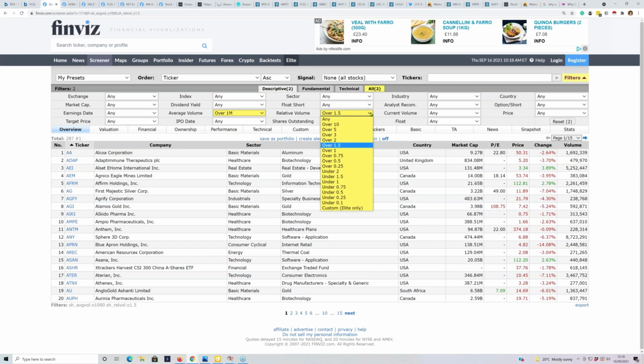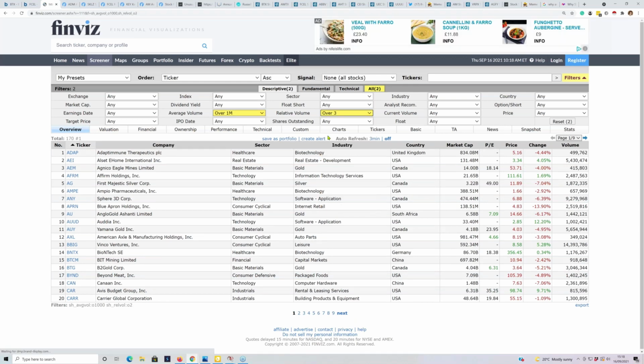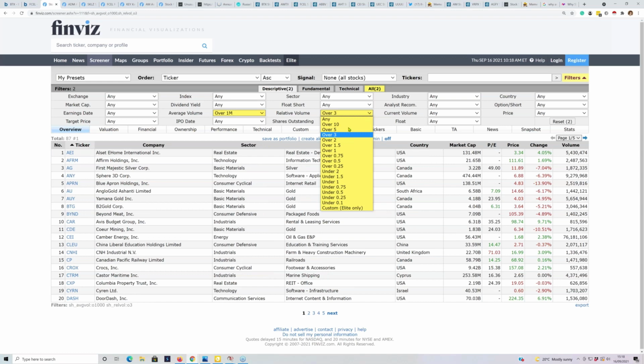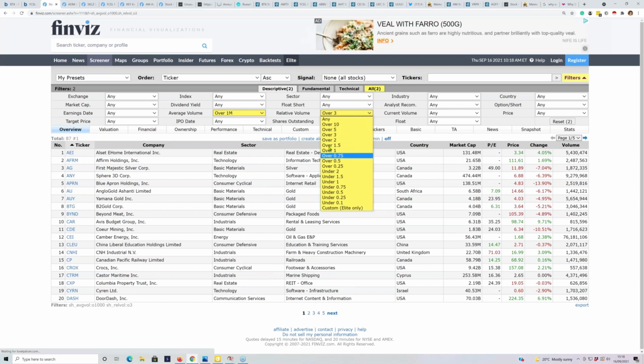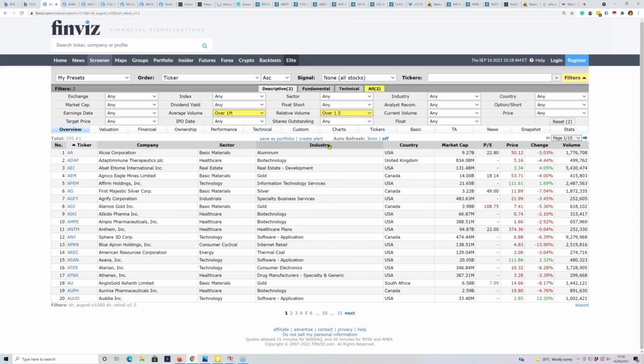So if you were to go over 2, for example, you see that cuts it back even more. And if you go over 3, you cut it down. If you go the other way, let's say over 1, you get 29. So, excuse the pun, but it's all relative. 1.5 is a manageable number of charts to be able to look at.